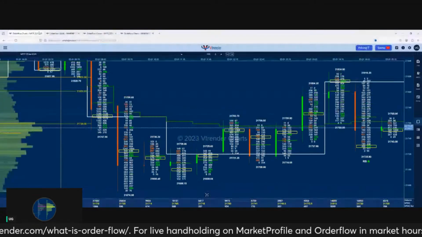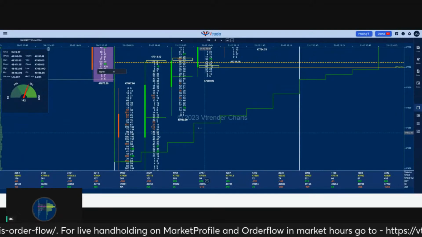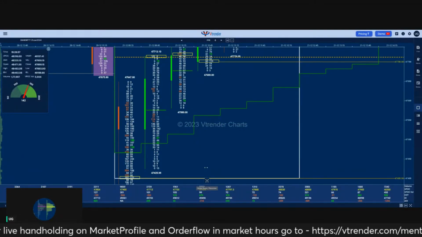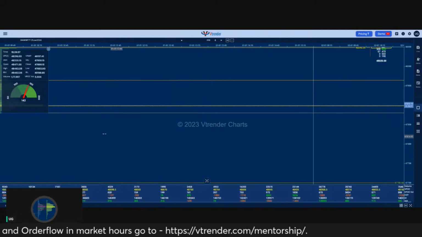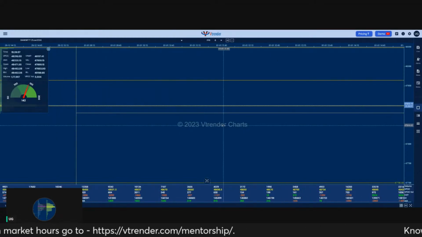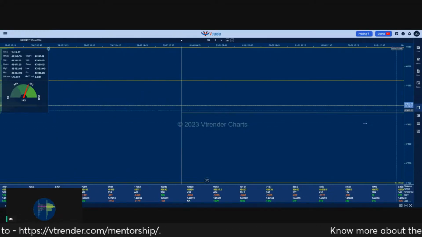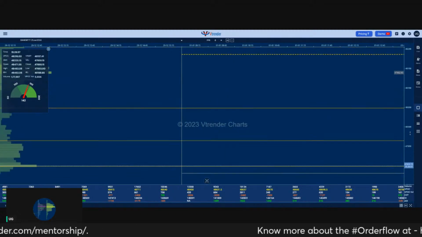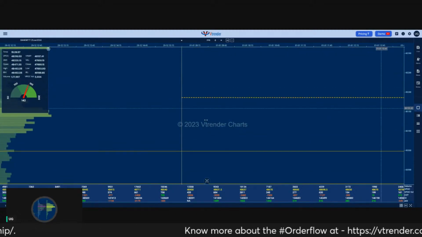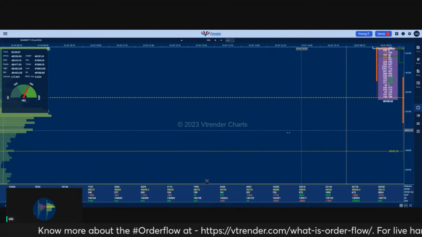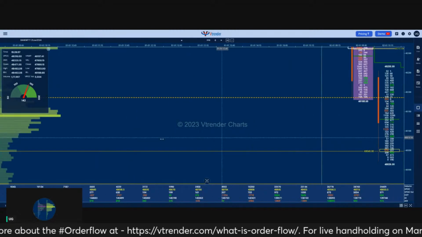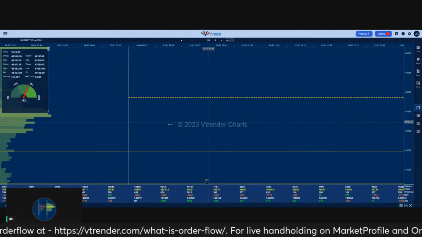I'll just quickly go to the Bank Nifty profile. So Bank Nifty also, what I'll do is I'll start from yesterday's so that we know what happened yesterday and what was the continuation we got today.